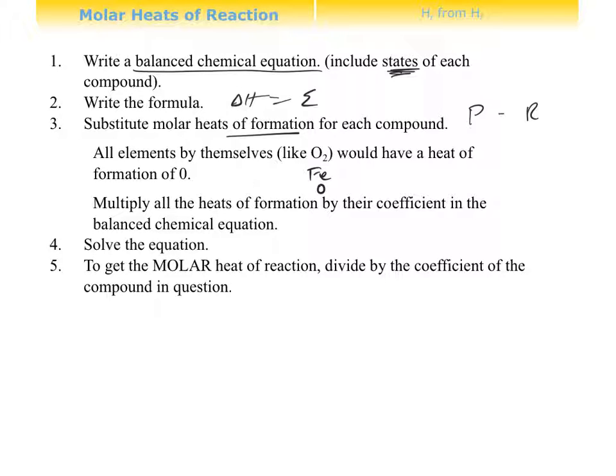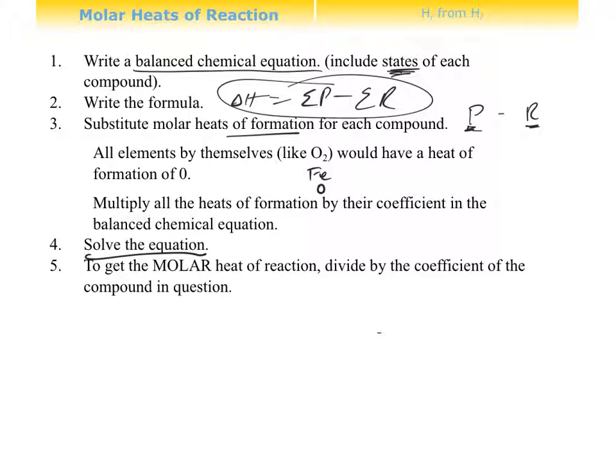Also, when you're doing all this adding up, you have to multiply the heats of formation by whatever their coefficient is in the balanced chemical equation. I'll show you how to do that. And then solve the equation. That's this guy: add up the products minus add up the reactants.